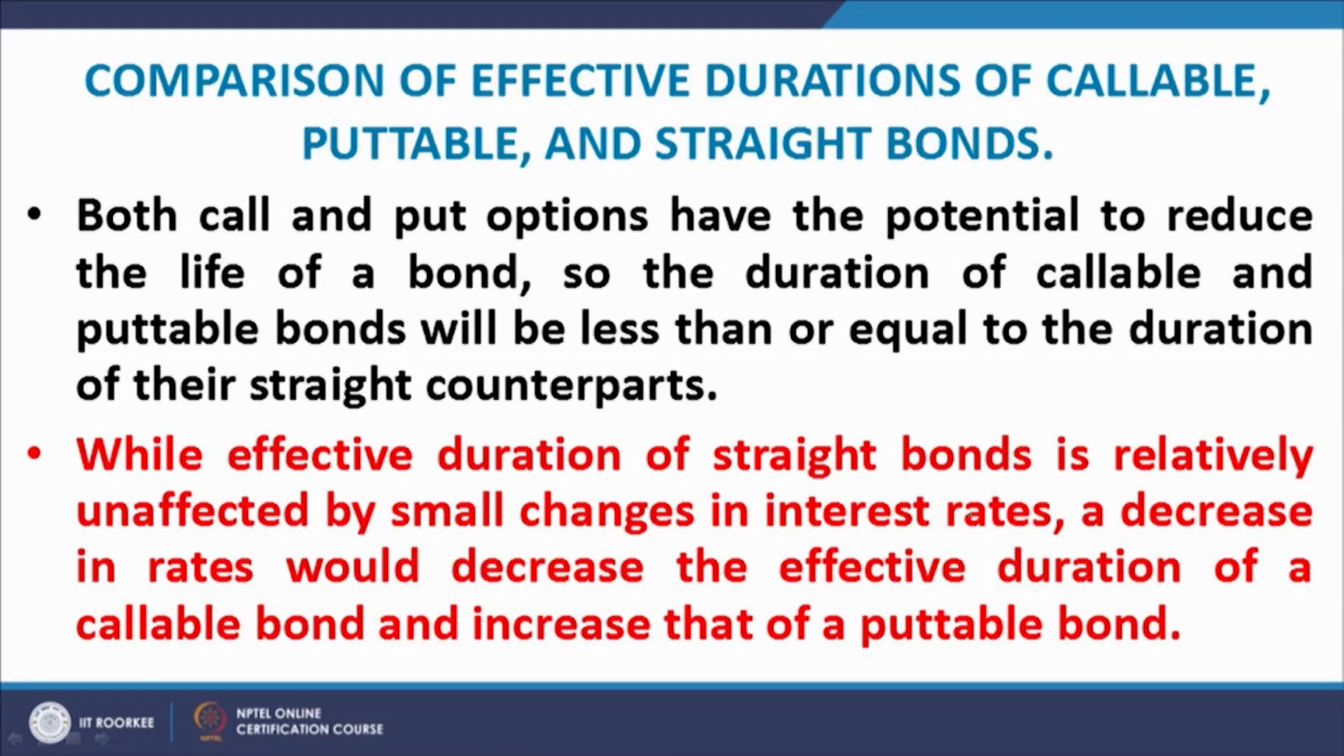So, both call and put options have the potential to reduce the life of a bond. So, the duration of callable and puttable bonds will be less than or equal to the duration of the straight counterparts. While effective duration of straight bonds is relatively unaffected by small changes in interest rates, a decrease in interest rates could decrease the effective duration of a callable bond and increase that of a puttable bond.